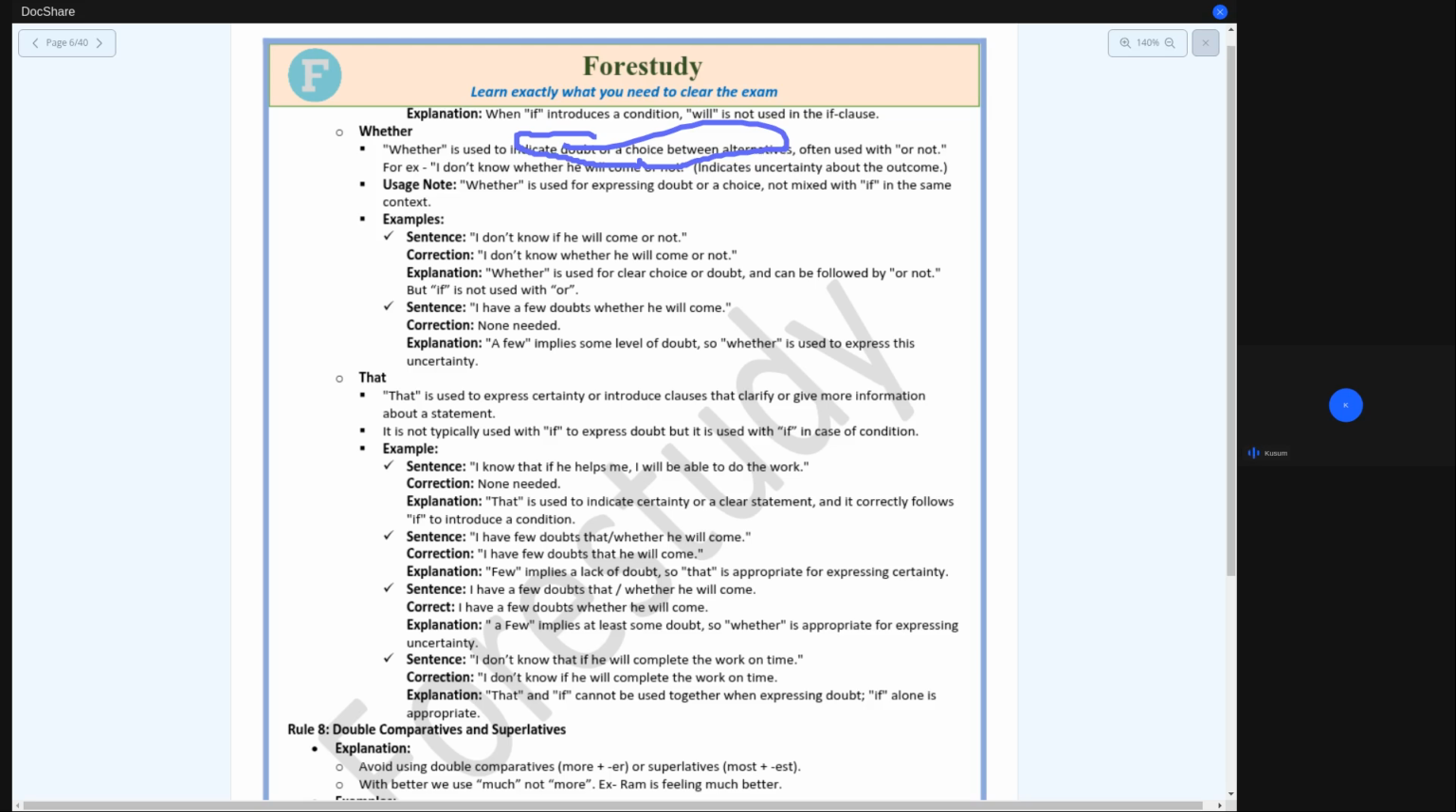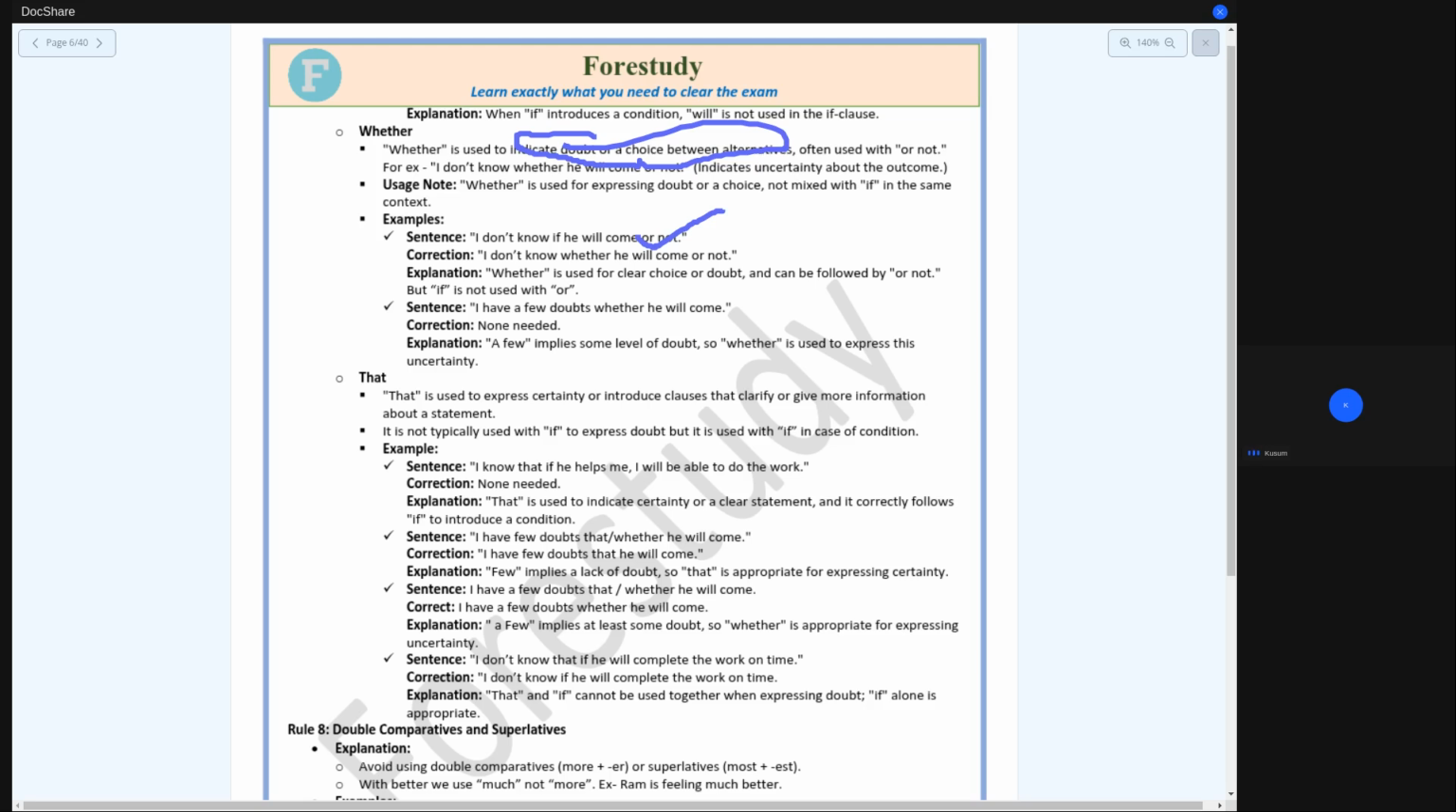So in this, I don't know whether he will come, this clearly presents the two possibilities. If you get "I don't know if he will come or not," the correction is to use whether. So if will not be there, it is whether. I don't know whether he will come or not, because if is generally not used directly with "or not" in this way.